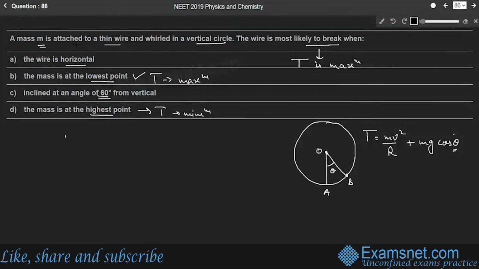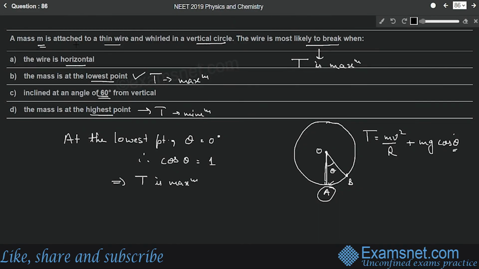Now what happens at the lowest point? At the lowest point, that means at this point A, theta becomes 0 degree. Therefore, cos theta, that is cos 0 degree, is 1. That means tension is maximum at this point.